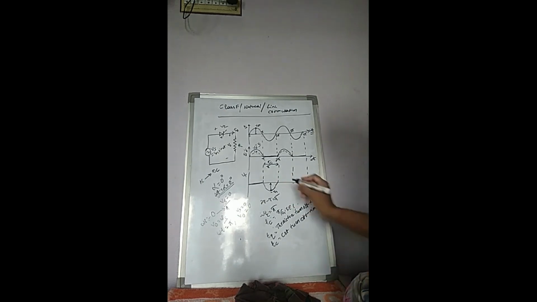Again, from 2 pi to 3 pi, there is a positive half cycle, so there is 0 voltage drop. Again, from 3 pi to 4 pi, reverse bias mode of thyristor, that means it is in reverse blocking state. That means it will block the whole source voltage. This is the blocking voltage. So this is the waveform for voltage across thyristor.